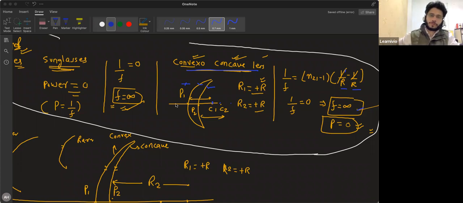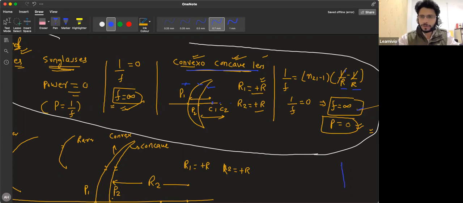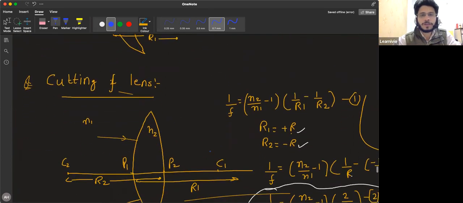So what is the radius of curvature of a plane surface? If I have a surface like this, this is a plane surface. So what is the radius of curvature of this surface? Infinite, sir. Not zero. Zero radius of curvature means you're making a point. So the radius of curvature of a plane surface is infinite. You can assume a plane surface is a part of a sphere having infinite radius. So we'll use plane surface in cutting off lens.